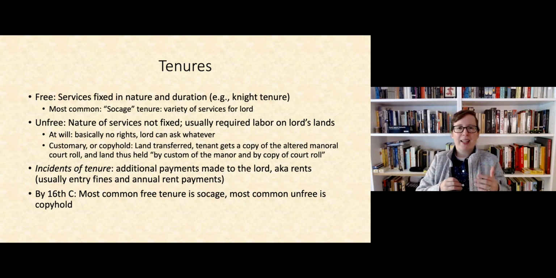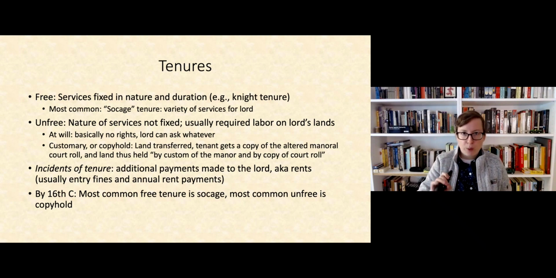What that's going to entail is that there's an agreement that's by custom of the manor and copy of the court roll. So there are some rights that are customary, and actually the courts will defend tenants for their customary rights in such cases, even though that seems like a less secure kind of property right.